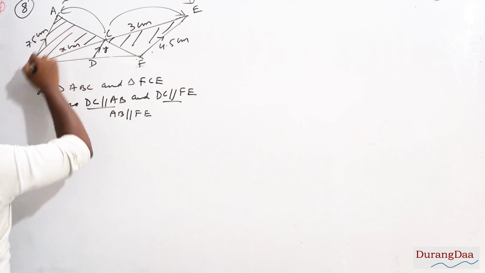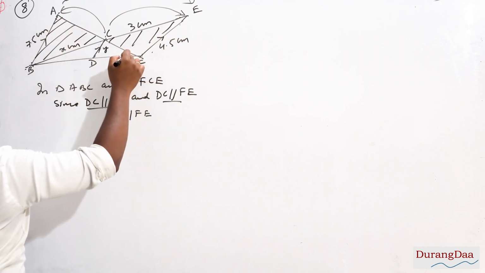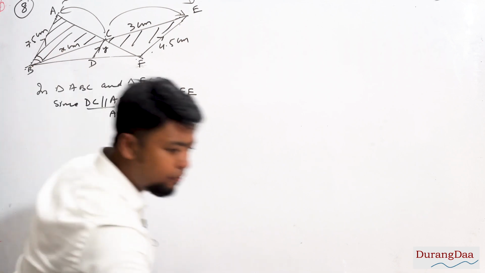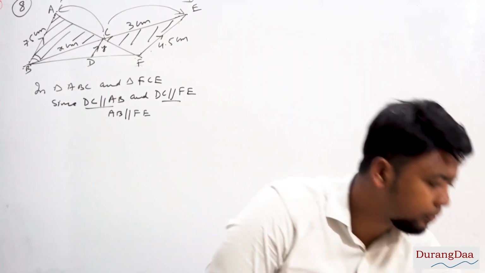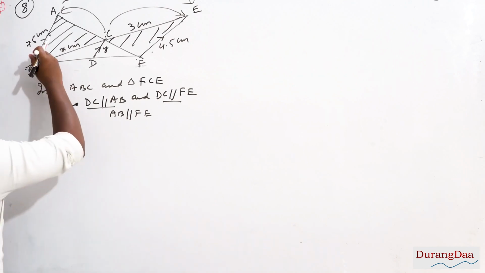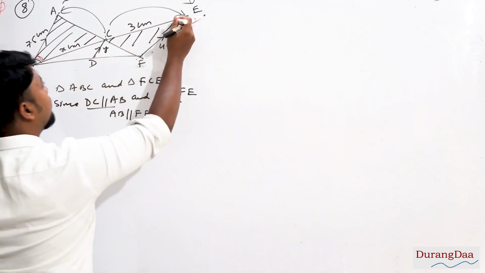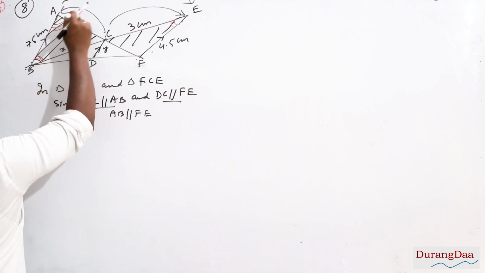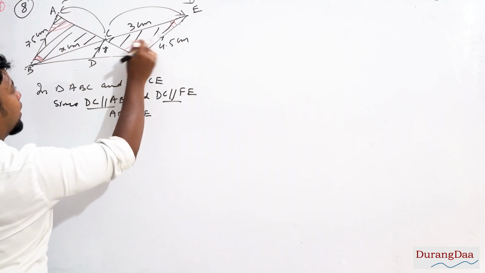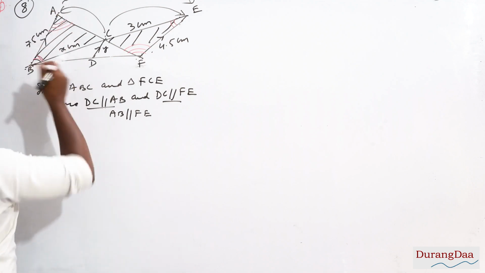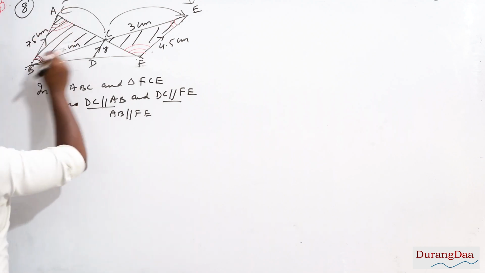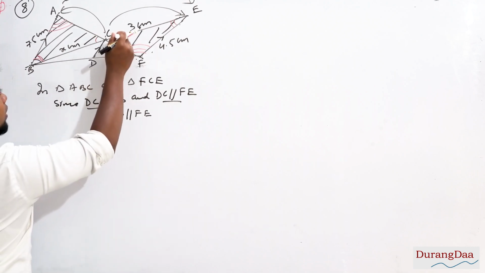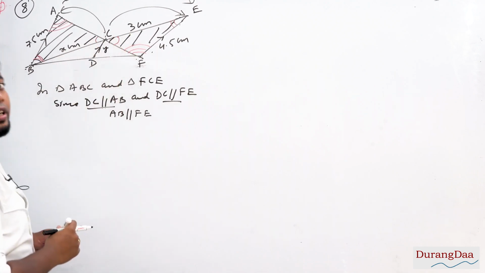So since this line and this line both are parallel, what I can say is that this angle over here should be equal to this angle, alternate angles, and this angle here should be equal to this angle, again alternate angles. Now this is possible only when the lines AB and FE are parallel, already we have shown that, and this angle over here, they are equal as vertically opposite angles.